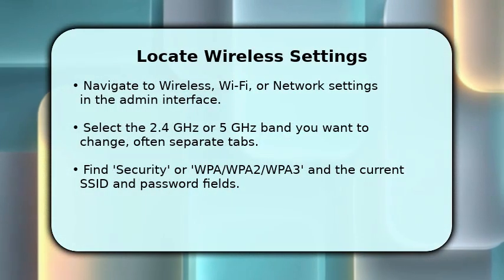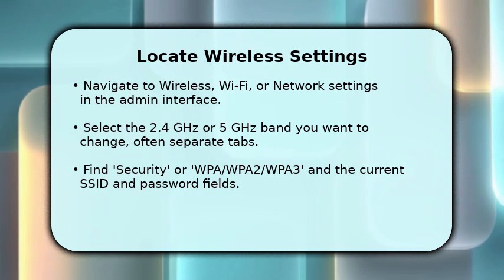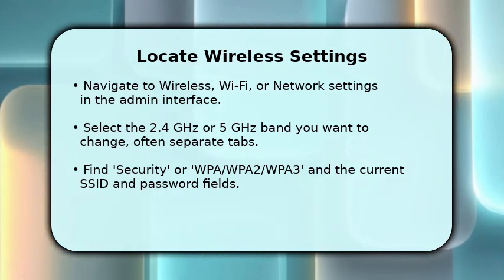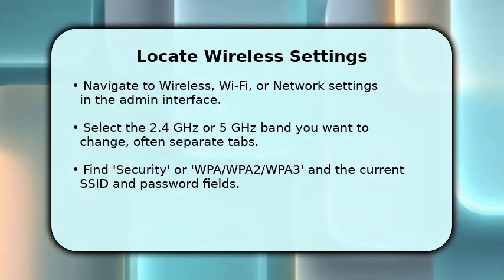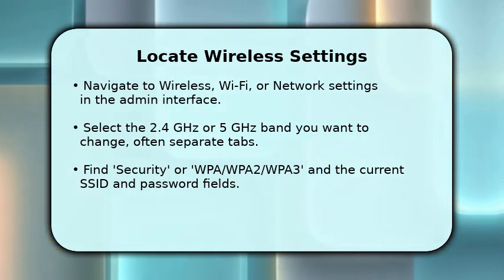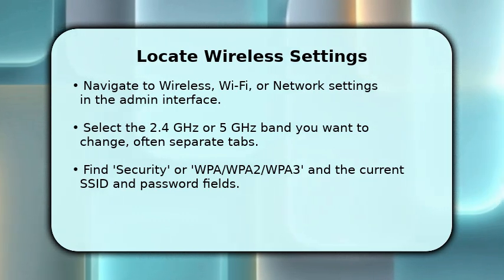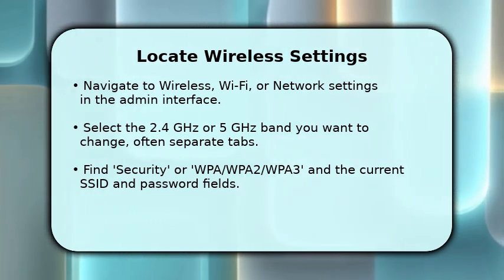Once logged in, go straight to the wireless or network section. Many Mobily pages label it Wi-Fi or WLAN. You should see separate entries for 2.4 GHz and 5 GHz. Choose the band you plan to update.